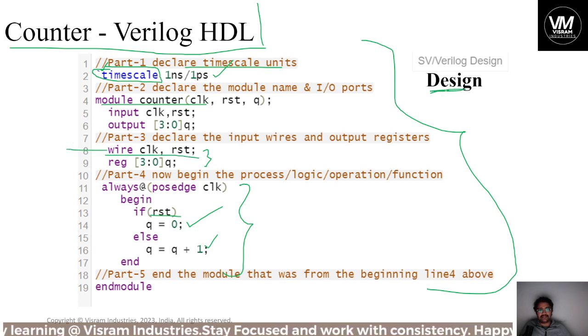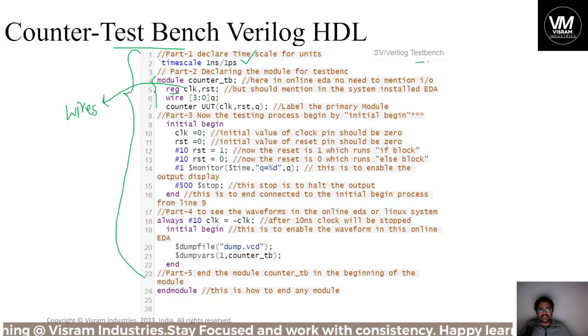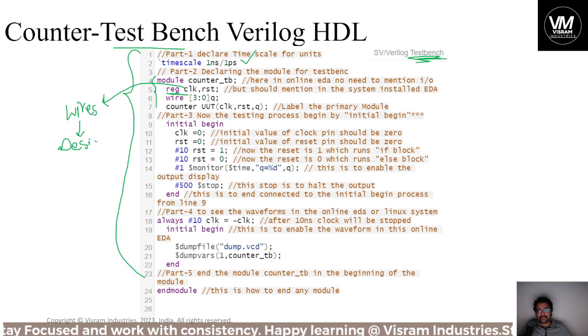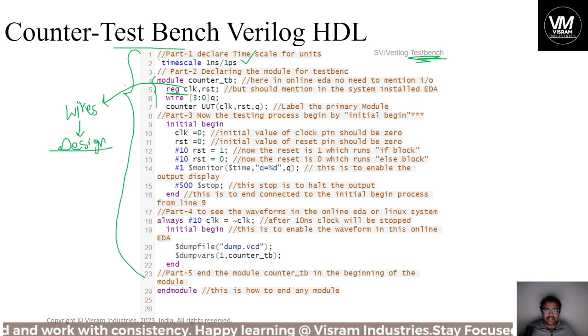For example, in the design, remember, clock and reset are wires. This is design. Now come to the test bench. Clock and reset are registers. That's what I'm saying. Wires in the design. I'm writing just to give you some reference on it. And whatever wires you mention here, those are actually registers in the design.